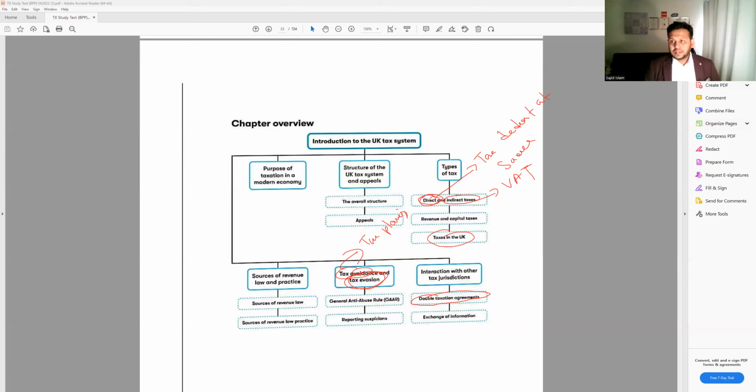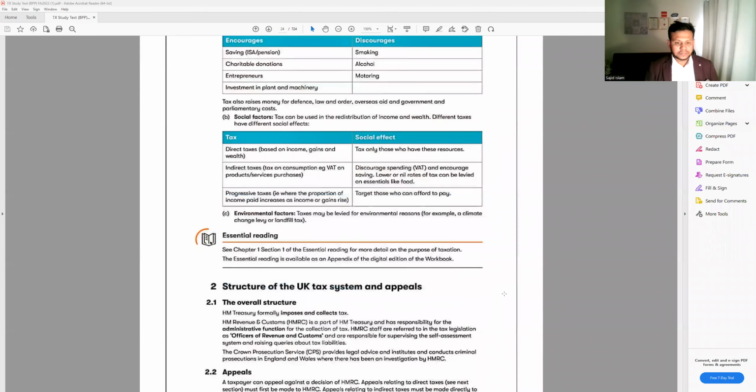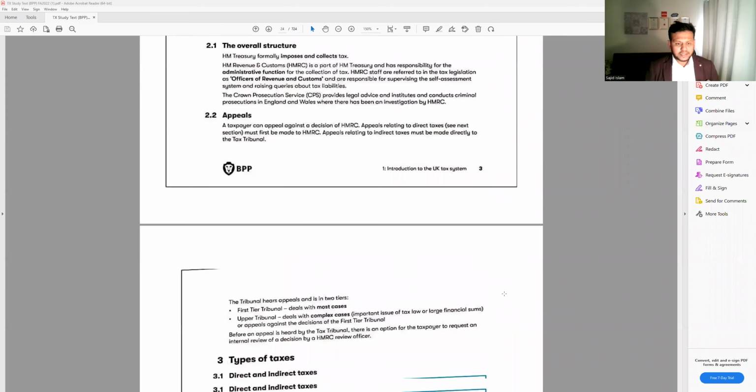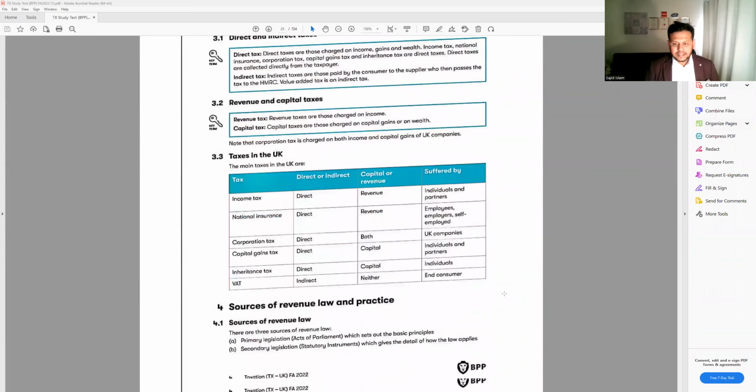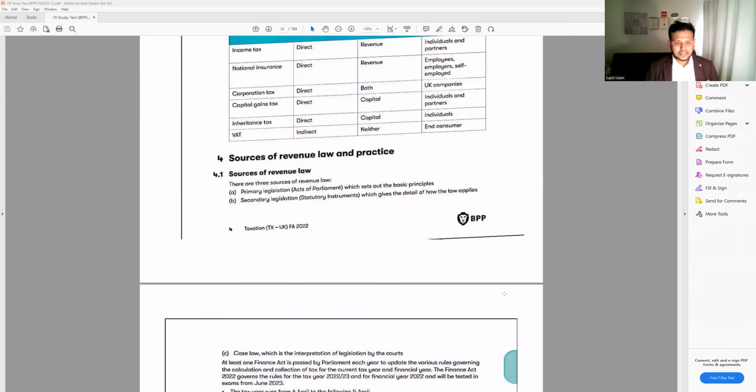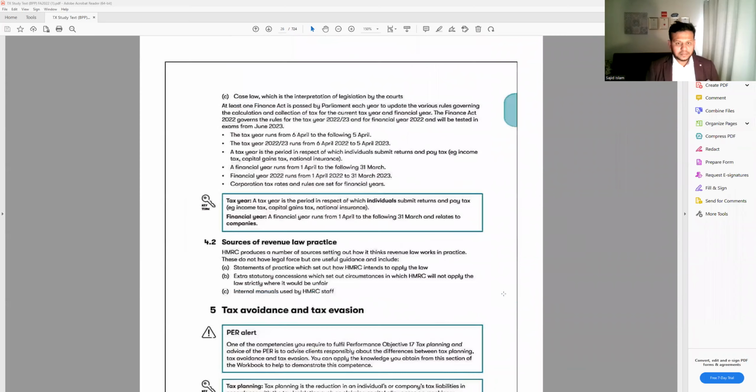All right, so let's have a look at what you have in the chapter. I think that's all we're going to see. The most important things, direct tax and indirect tax, we have discussed that. Then, okay, so we have one more piece of information here. We have a tax year and the financial year.